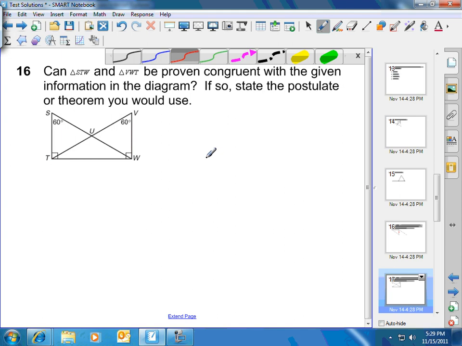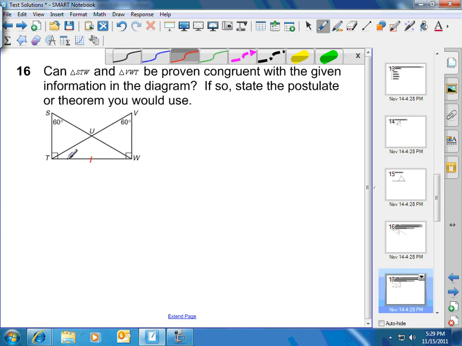Number 16, can triangle STW and triangle VWT be proven congruent with the given information in the diagram? If so, state the postulate or theorem you would use. Okay, so we have two overlapping triangles. We have triangle VTW and triangle SWT, we'll say. They're overlapping. All right, so we have right angles within these larger triangles that aren't intersected. Okay, so segment TW is shared by both triangles.